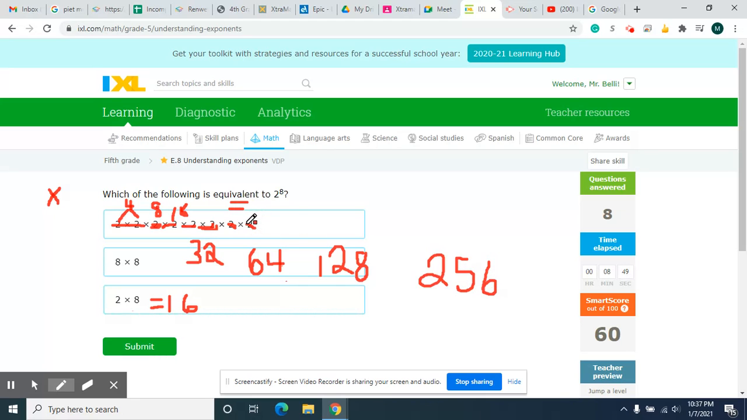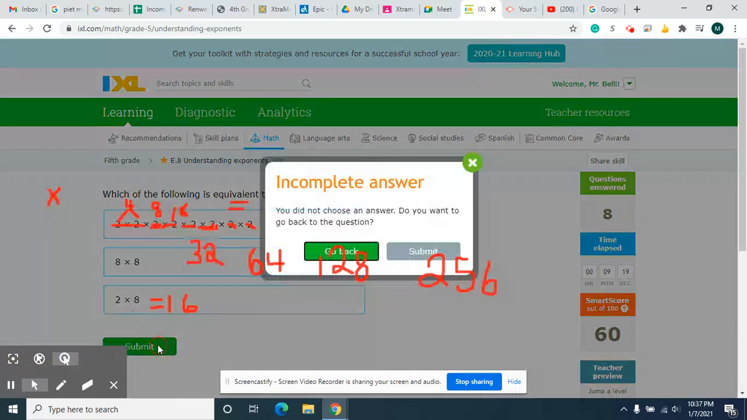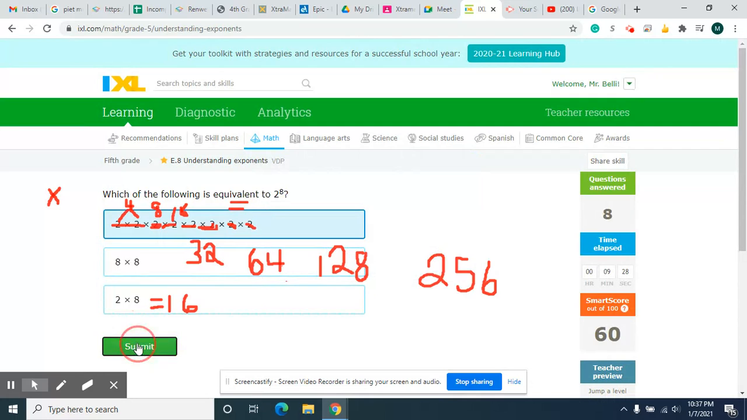So what we're talking about when we use exponents, we get into some pretty large numbers pretty quickly, right? 2 to the 8th power is 256. So it's not the same as 2 times 8. It's 2 times 2 times 2 times 2 times 2 times 2 times 2 times 2. But that's a lot of writing. So instead of writing that all out, we simply say 2 to the 8th power. We write it in exponent form. Okay. Oh, I didn't answer anything. Well, I needed to answer this. Go back, answer that, and submit.